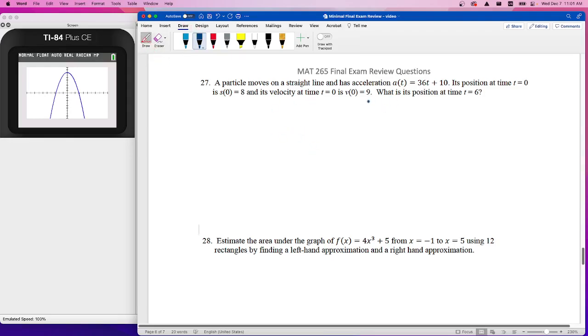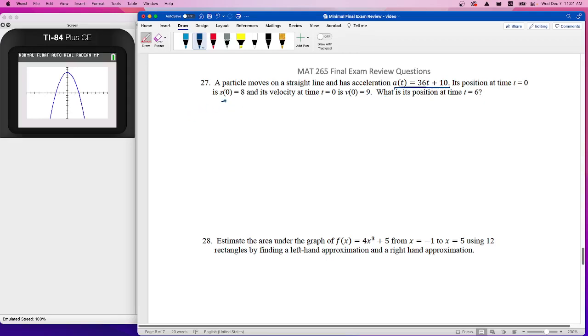A particle moves on a straight line. We've got its acceleration, and we've got its position and its velocity at a particular time. What's its position at time t equals 6? So remember, this is basically the same as the last question we did. This is like a second derivative of the position function. So we have to backstep 2. We have to take 2 antiderivatives, and then we can figure it out from the information we're given.